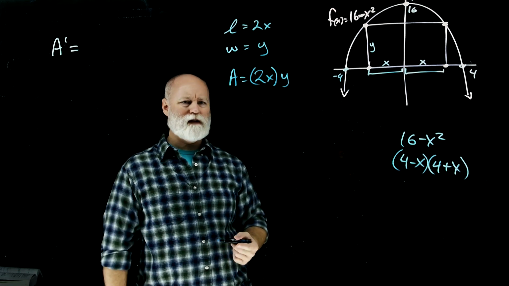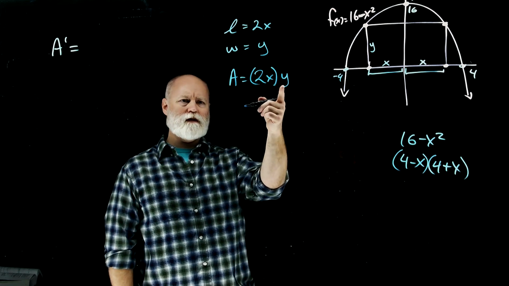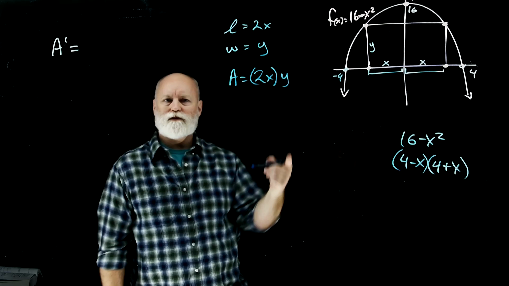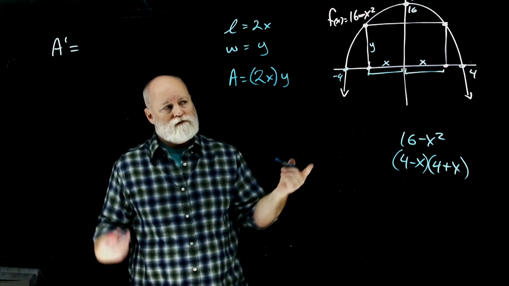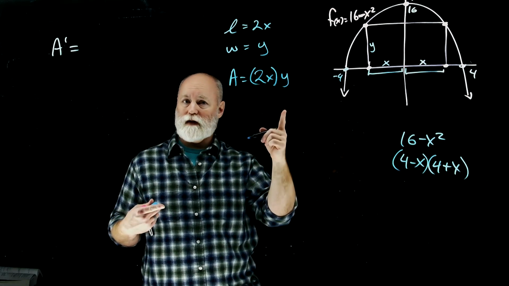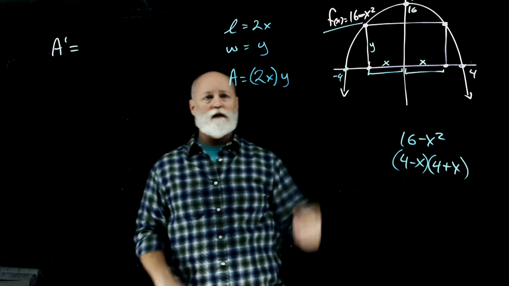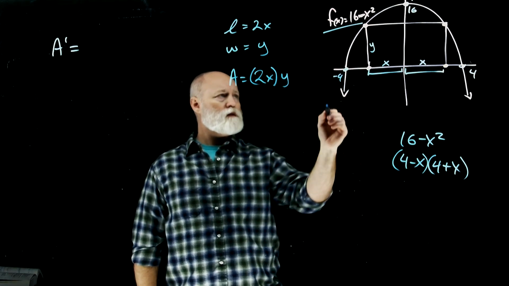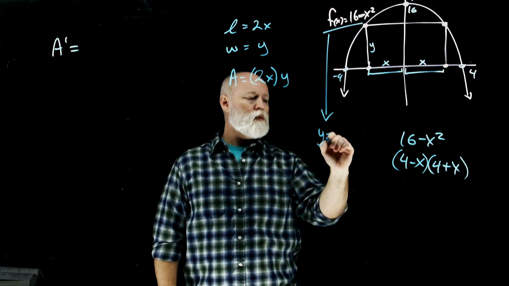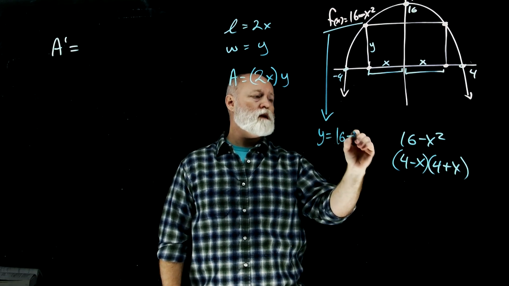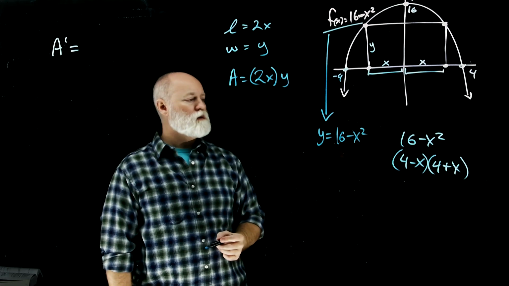But what do we do with it now? We have two independent variables to deal with. If this was a related rates problem, that'd be fine. We'd have two rates to deal with. We don't want two rates here. We just want the one. So what do we do? Well, we have that y is equal to 16 minus x squared.